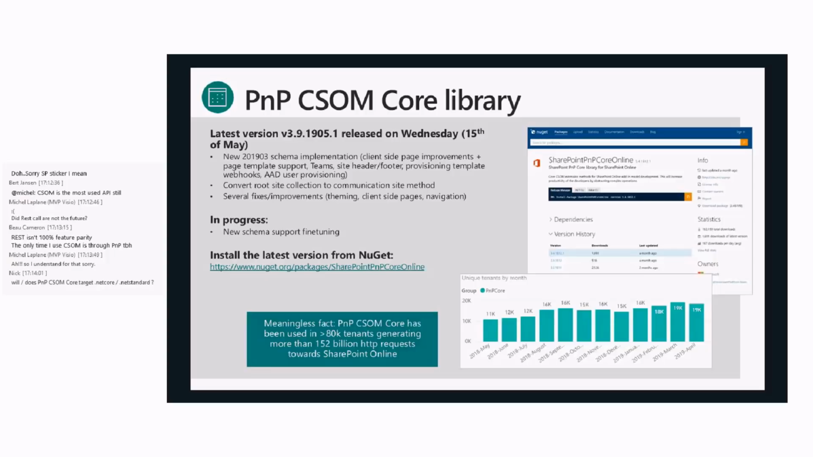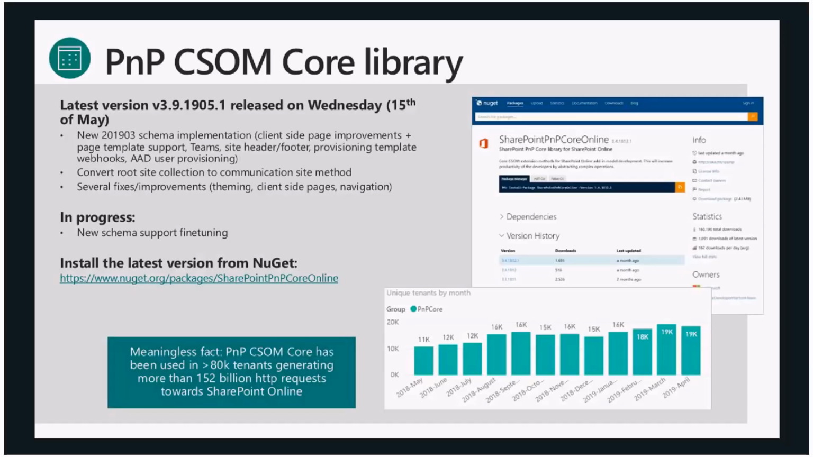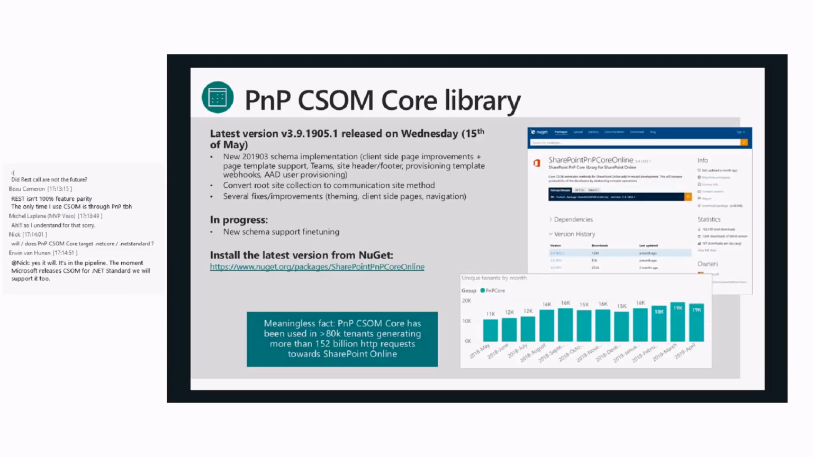All right. What's happened in CSOM Core besides the emergency fixes? I think the main thing for this release is the complete support for the 2019-03, so the March 2019 schema. Last time we mentioned that we're kind of complete. We missed the Azure AD user provisioning. That has been added as well. There are some updates to the Teams provisioning aspect done as well.